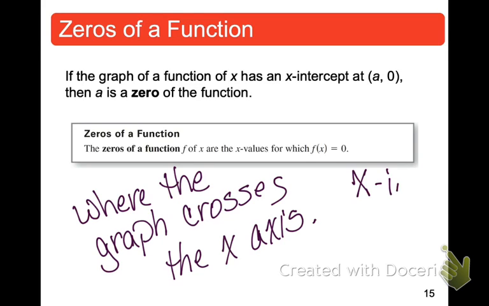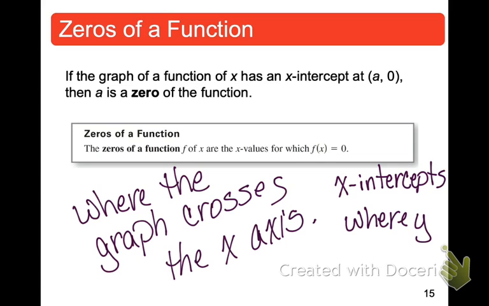X-intercepts. I write really big. Okay, x-intercepts, where y is equal to 0. That's what a zero of a function is.